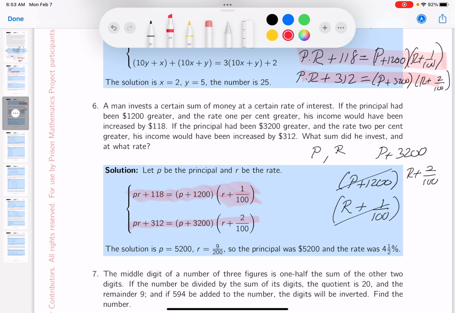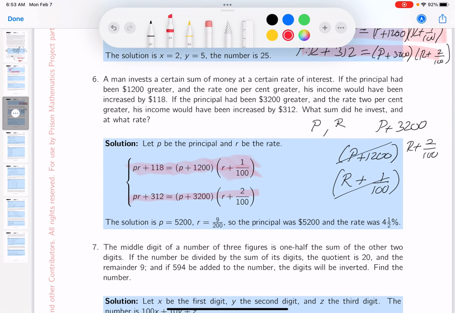All right, so what happens now is the magic occurs. I solve the system. And I really don't have enough room to put it here, so I got to go to the whiteboard. So I have the answers. When I say the answer over there, P and R are over there. The actual answer is $5,200 with the 4.5% interest rate.